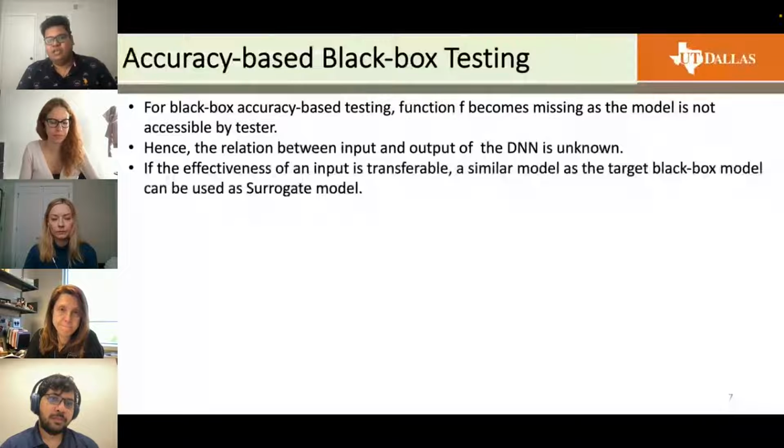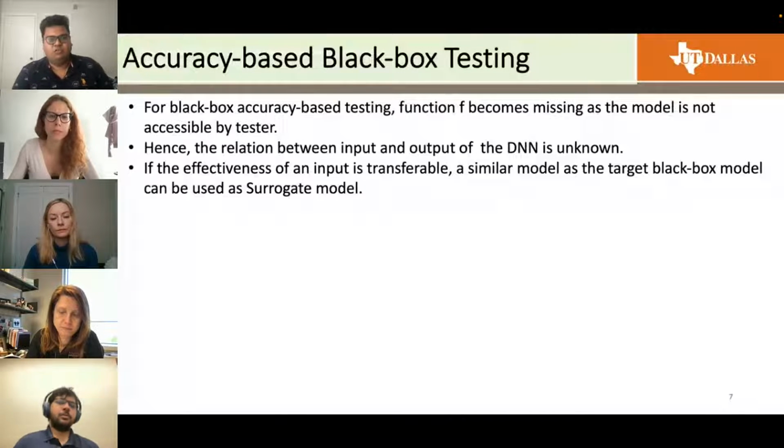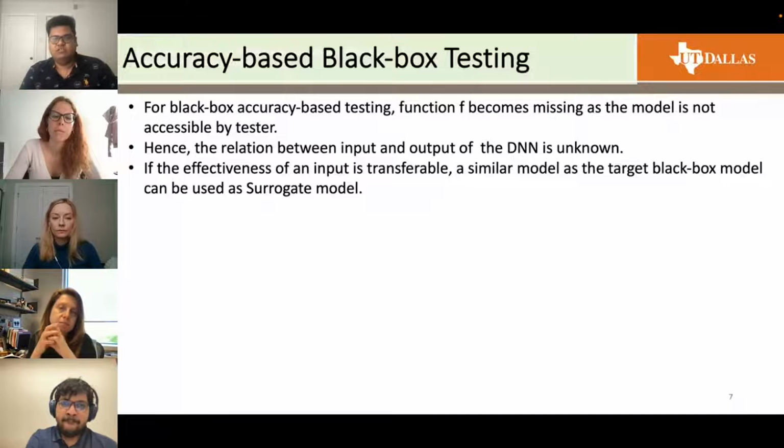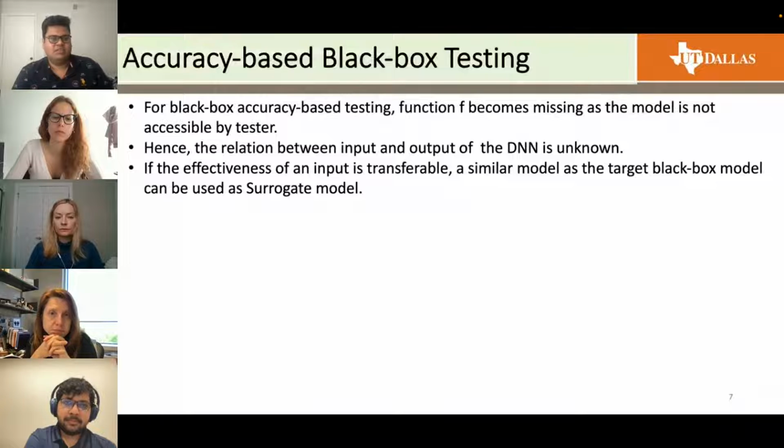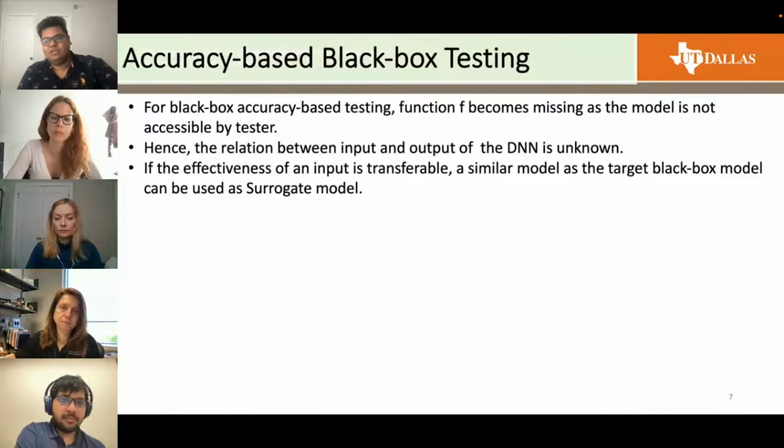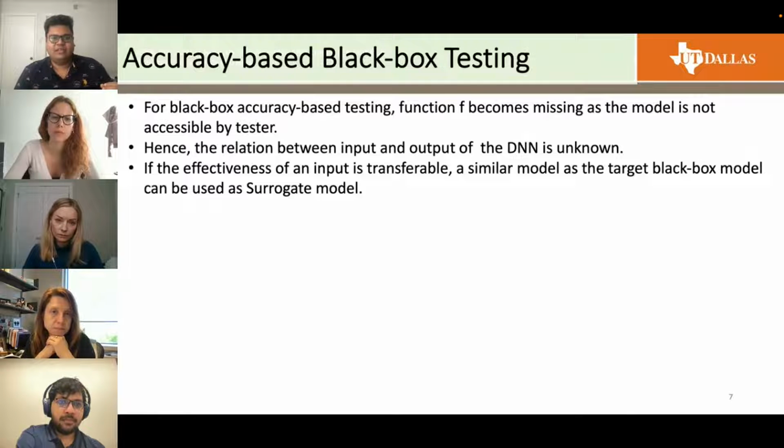As we are talking about the black box setting, let's talk about how accuracy-based testing is done in the black box setting. The problem with black box testing is we do not know the relation between the input and output because the DNN is not accessible by the tester. So the function F becomes missing. But what we found for accuracy-based testing is that if a test input is created on a certain model and we use that input on a similar model, that test input can also be effective. So transferability exists between the inputs, and a similar model can be used as a surrogate model of the target testing model.